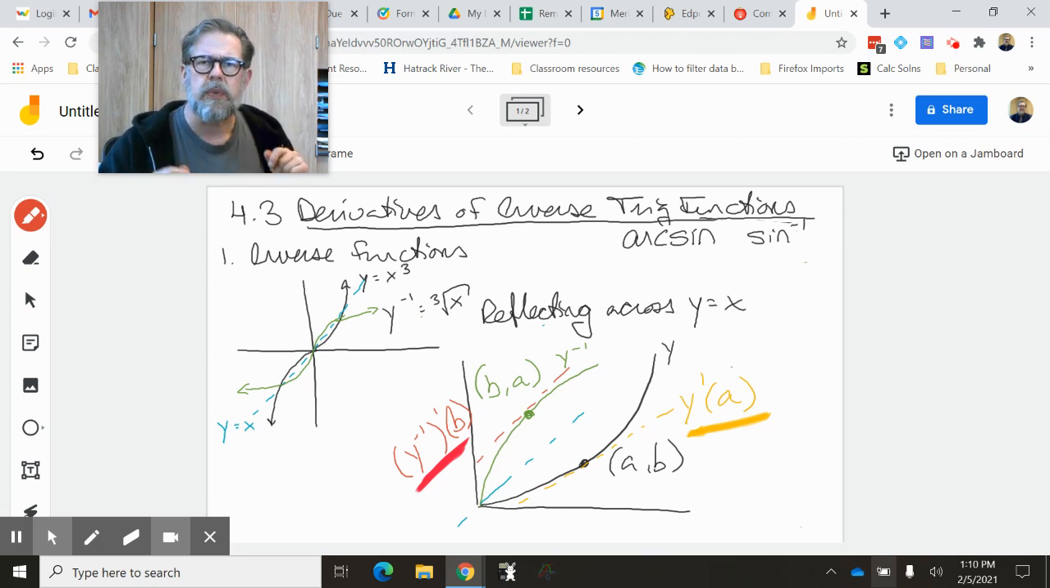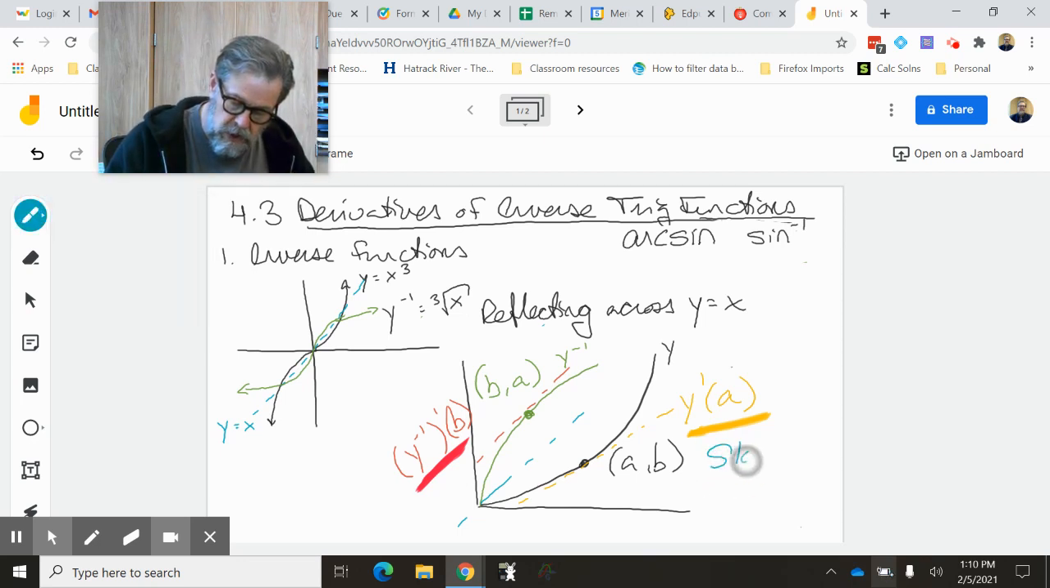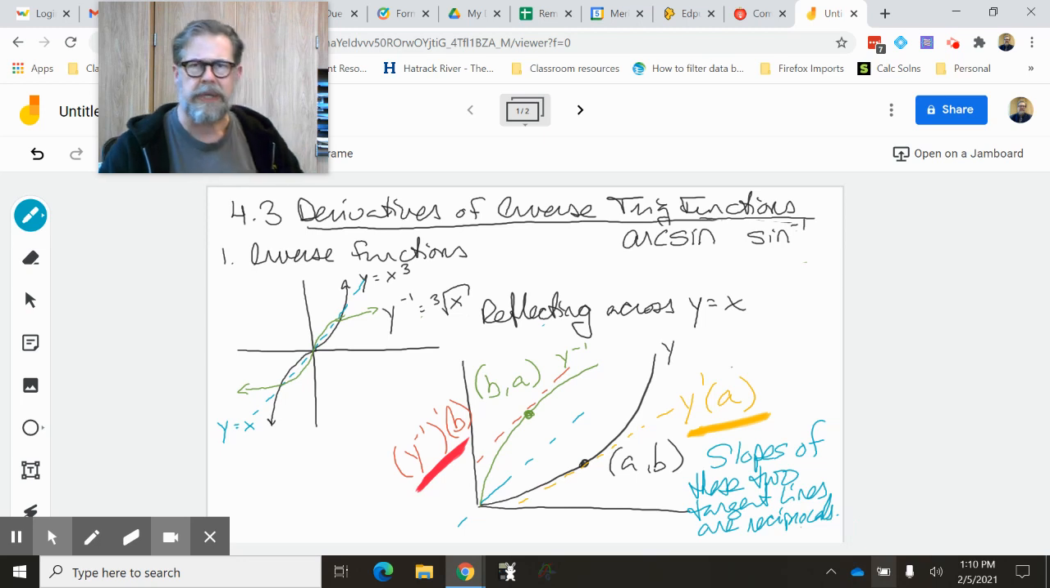Now, here's what I know about these tangent lines. They are reciprocals of each other. The slopes of these two tangent lines are reciprocals. And it's a function of reflecting across the line y equals x. You end up with the reciprocal slope.